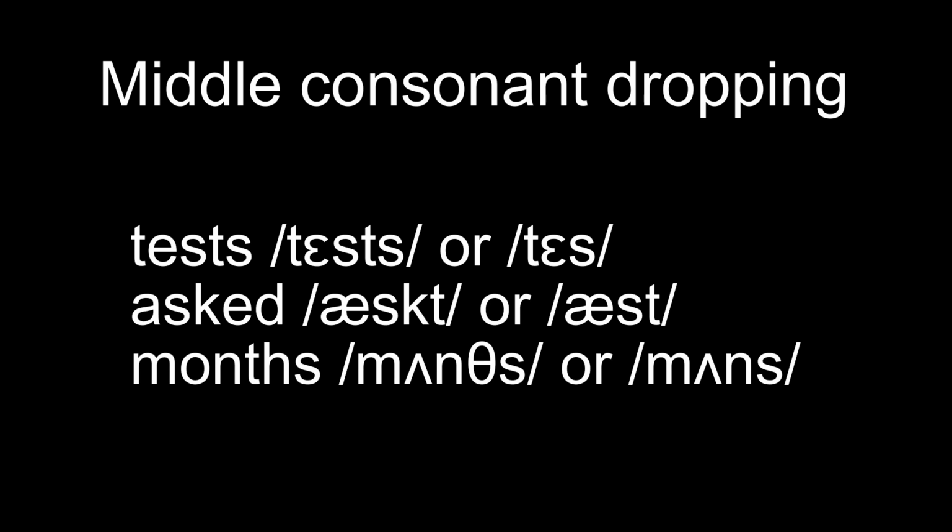Pronouncing a long consonant cluster can be challenging, even for English natives. When there are 3 or more consonants in a row, the middle one can be dropped. The first and last consonant may not be dropped. Tests, tests or tes. Asked, asked or askt. Months, months or mons.